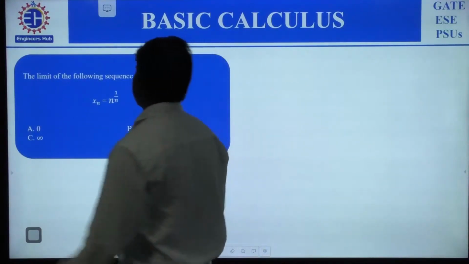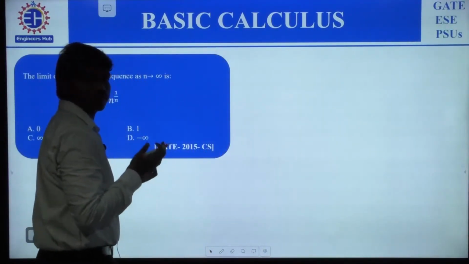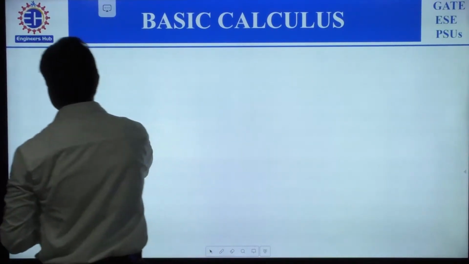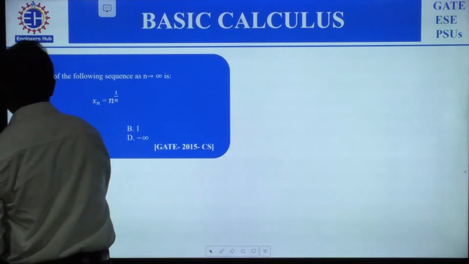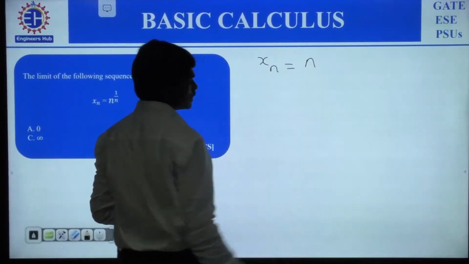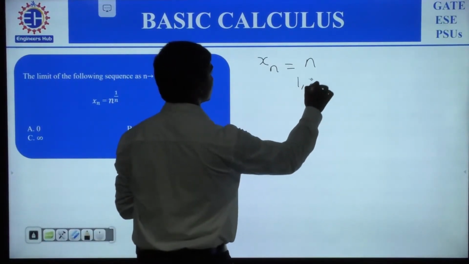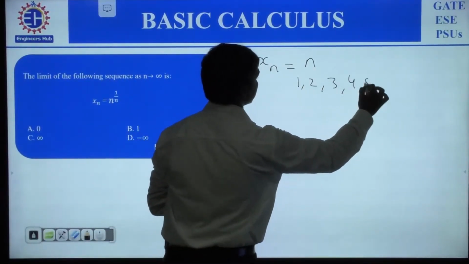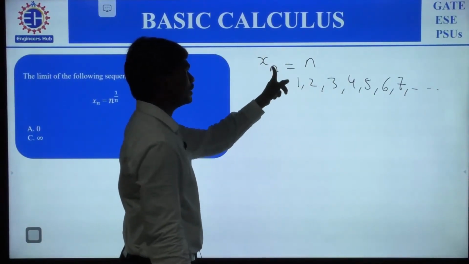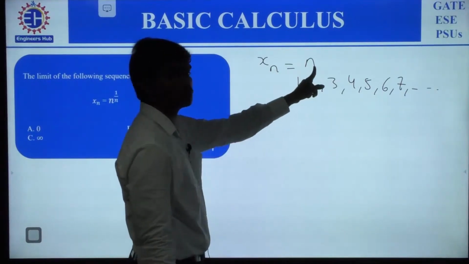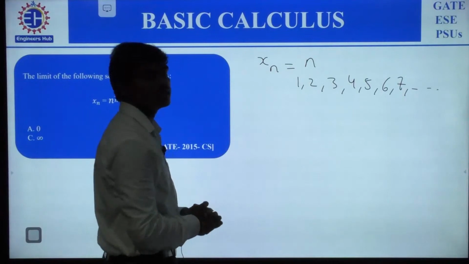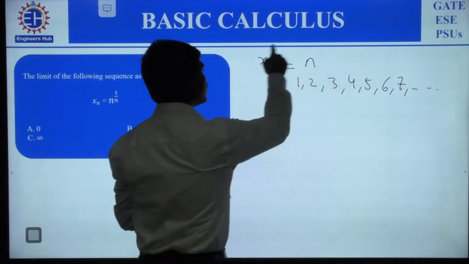Okay, see here. First of all, any sequence can be characterized by its nth term. Means, for example, if I write xn is equal to n, which means I have a sequence like 1, 2, 3, 4, 5, 6, and 7, and so on. Because the first term x1 is when n is equal to 1, you should put 1 here. Second term, when n is equal to 2, you should put 2. So this is how you generate a sequence. So generally, you can define any sequence by defining the nth term.